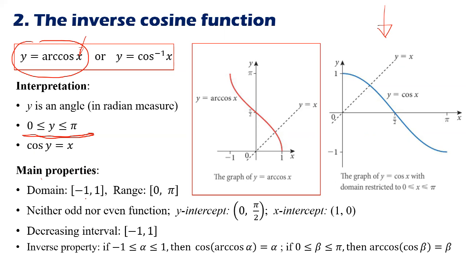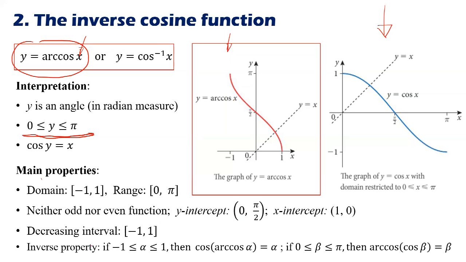First of all, the domain, of course, is -1 to 1, right? And range is 0 to pi, as shown in the graph here. Next, it is neither an odd nor an even function. The y-intercept is (0, half pi), and the x-intercept is (1, 0). Understand? Okay, the decreasing interval is -1 to +1.